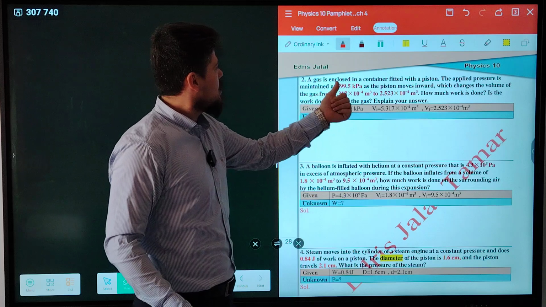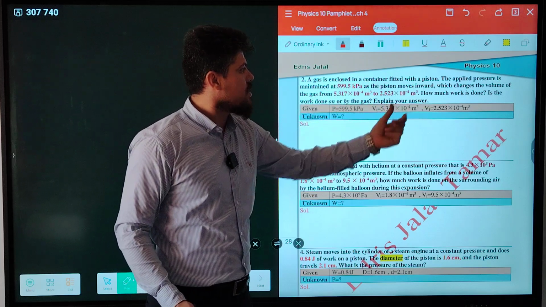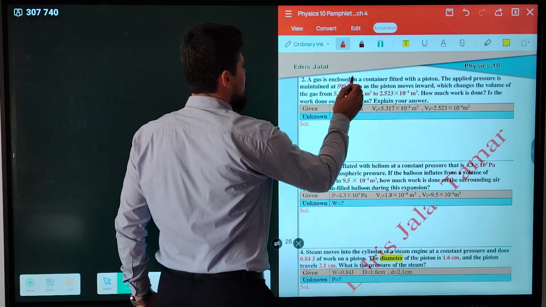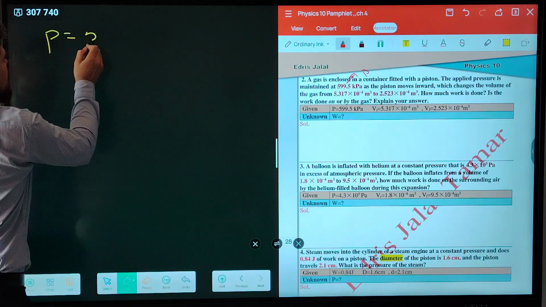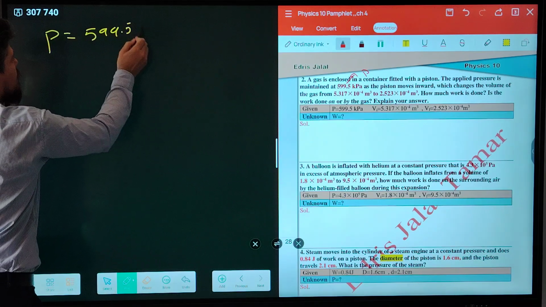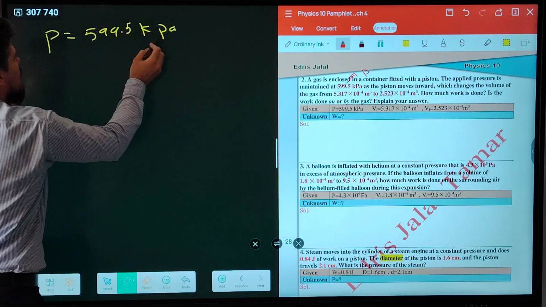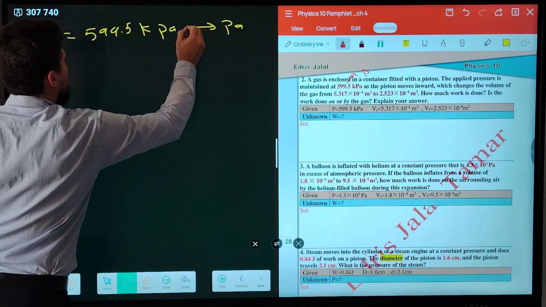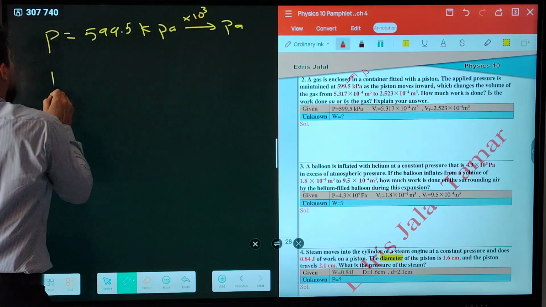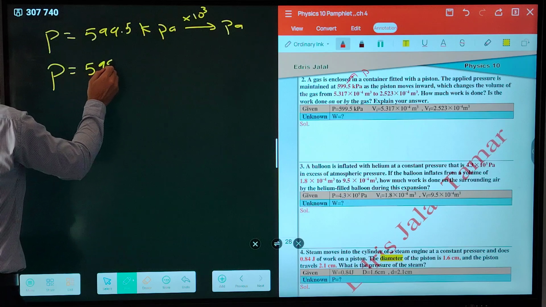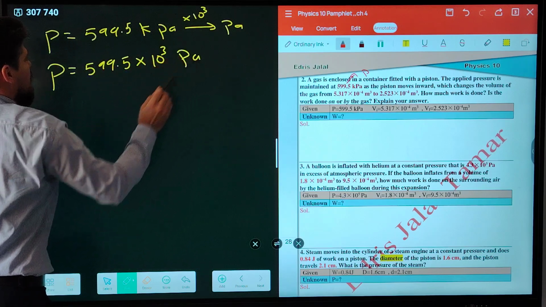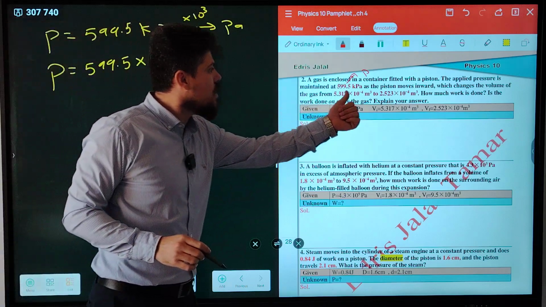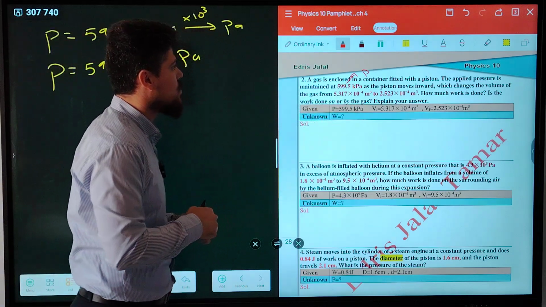Question 2, very easy. A gas is enclosed in a container fitted with a piston. The applied pressure is, this is pressure. But guys, be careful. This pressure is given as 599.5 kilopascal. You have to convert to Pascal. Multiply by 10 to the power 3. P is equal to 599.5 times 10 to the power 3 Pascal. It's not allowed to solve with kilo. You have to convert, multiply by 10 to the power 3.